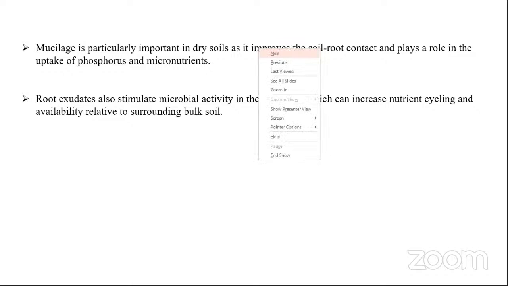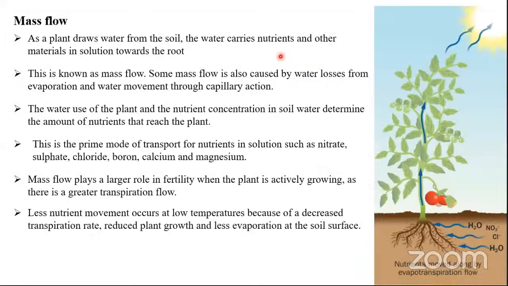And another one, students: mass flow is completely driven by transpiration. If there is more temperature, the nutrients will be moved through the plant body. During this transpiration, nutrients move towards the body parts and supply the nutrients to all the rest. So this is especially the prime mode of nutrient movement. Mostly we can see nitrates, chlorides, boron, calcium, and magnesium. Mass flow plays a major role, especially when there is greater transpiration flow. If there is more transpiration flow, there will be more nutrient uptake.